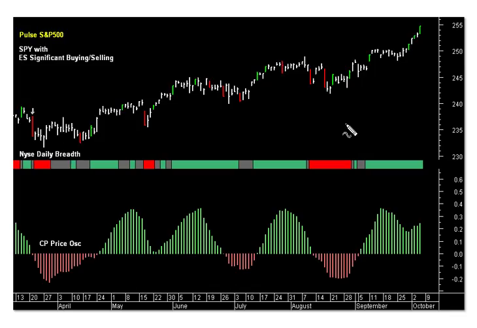The pulse chart looks pretty healthy. We've got the breadth in the middle here, which is solidly green. As we've already talked about, you can see all the green on the bars here, showing the significant aggressive buying from the E-mini, so that's all good. And at the bottom here, the price momentum is above 0.